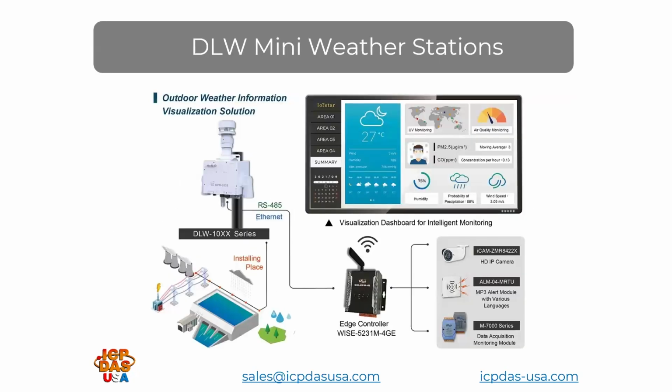Our GLW mini-series weather stations offer a range of features including multiple sensor inputs for monitoring parameters like temperature, humidity, wind speed, and rainfall. These stations support remote monitoring, alerts, and can be integrated into SCADA systems. They are ideal for environmental monitoring in various applications, including agriculture, industrial facilities, and smart cities.